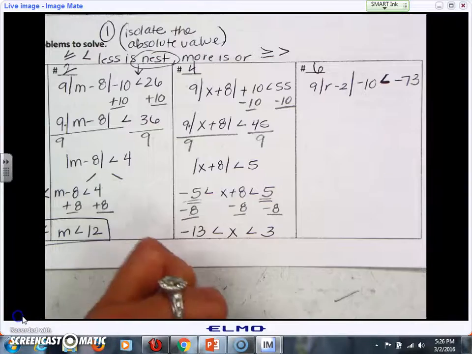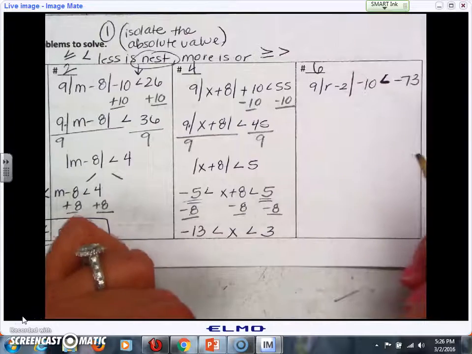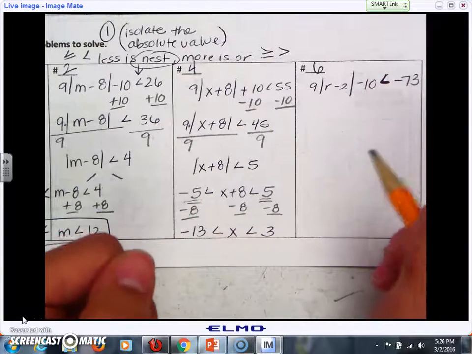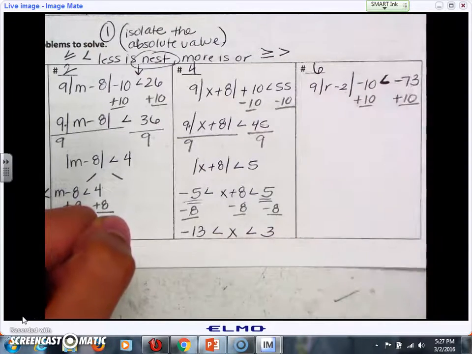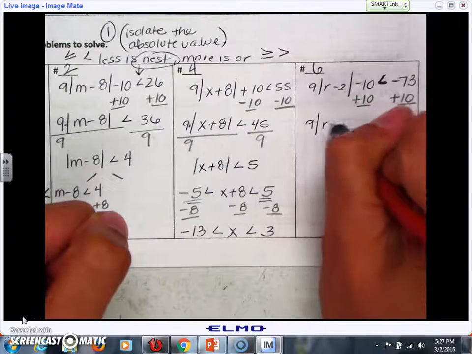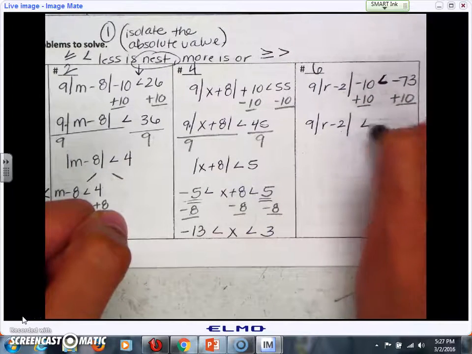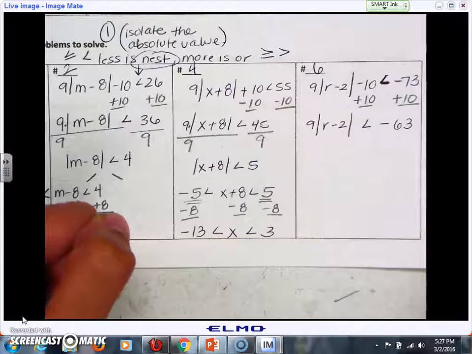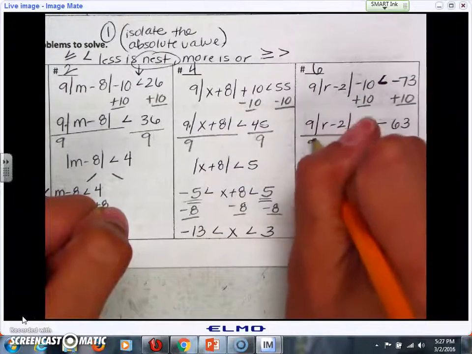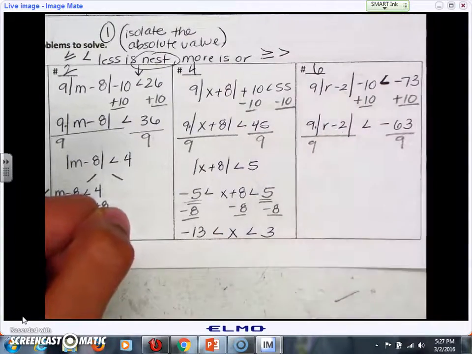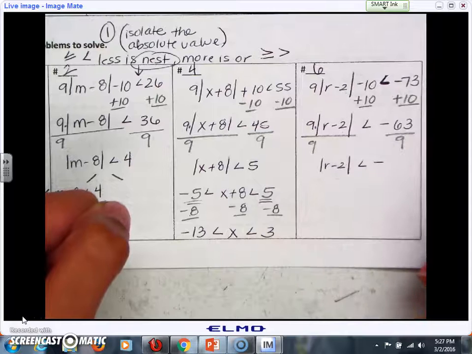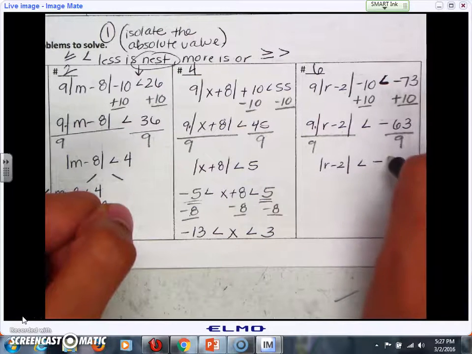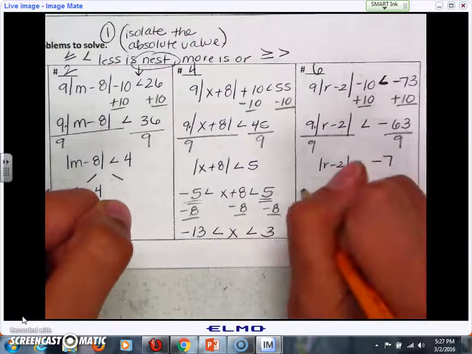We're going to do 6 now. Okay, number 6, you should be able to anticipate what I'm going to do next. You should be able to tell me ahead of time. You want to isolate the absolute value. You're going to do the opposite of what's being done. So you have 9 absolute value of r minus 2 is less than negative 53. Negative 73 plus 10 is negative 63. We are multiplying times 9, so we need to get rid of those. So you actually have the absolute value of r minus 2 is less than 63 divided by 9, which is negative 7. And now you have a nest.